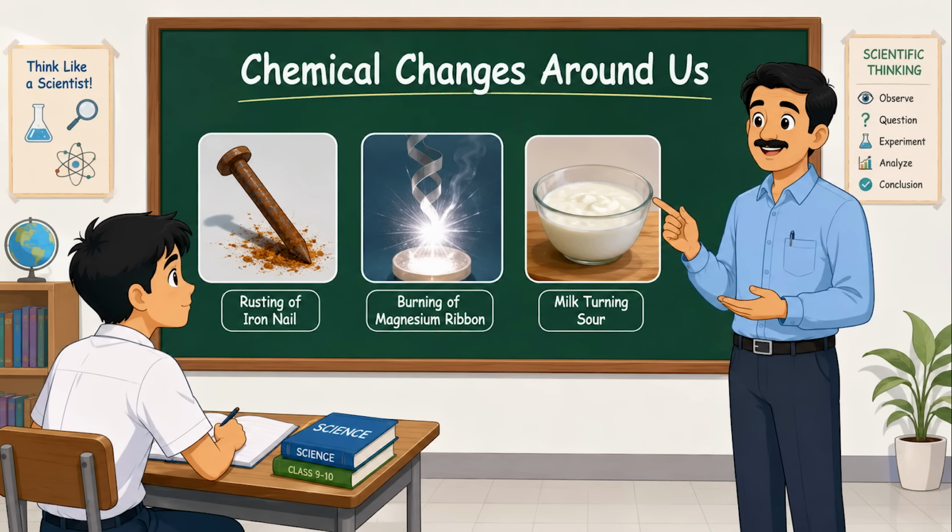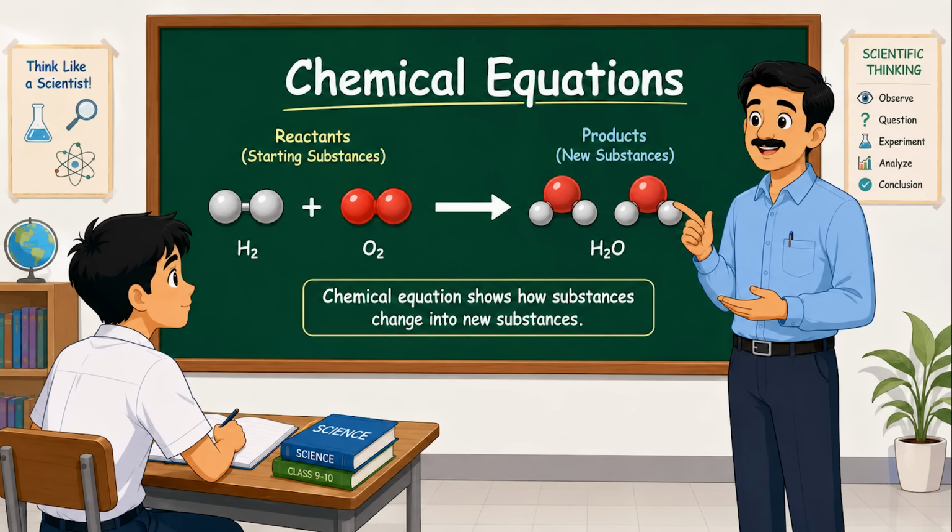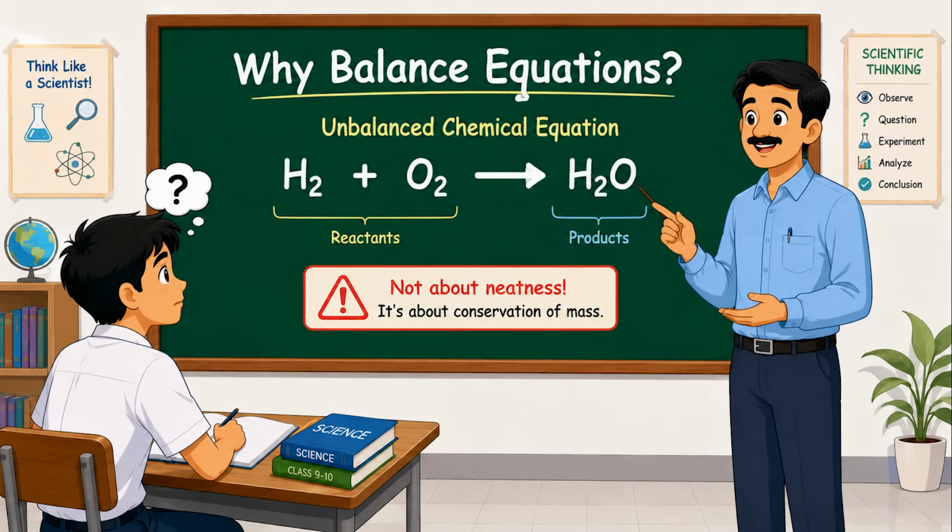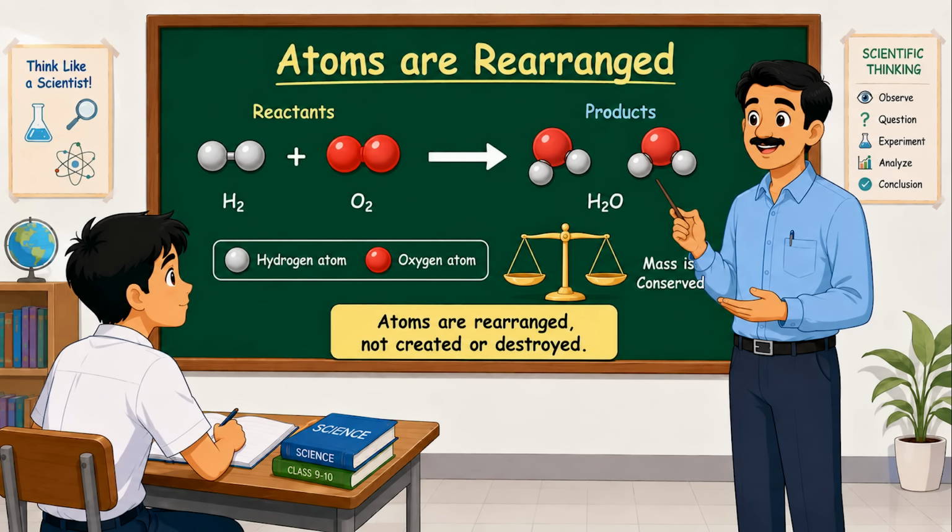Iron nail rusts, magnesium burns, milk sours. In chemistry, changes happen all around us, but when we write them as equations, one rule always stays true: matter is not created or destroyed. Many students think balancing means making the equation look neat. It is not about neatness. It is about keeping the number of atoms of each element the same on both sides.